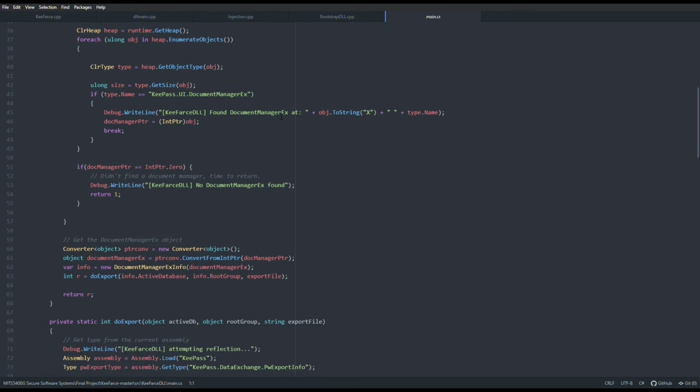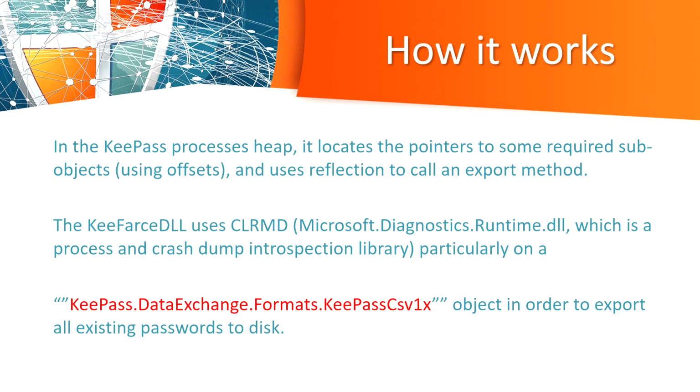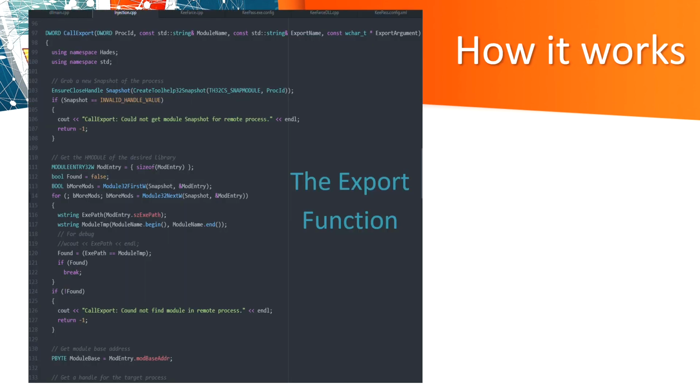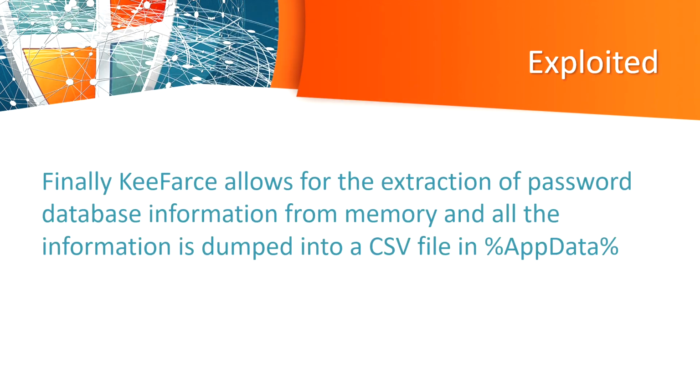In the KeePass process heap, it locates the pointers to some required sub-objects and uses reflection to call an export method. The KeyFinder DLL uses CLRMD, the Microsoft Diagnostic Runtime DLL, particularly on this object, KeePass Data Exchange, in order to export all existing passwords to disk. This is the export function the process uses. And finally, KeyFinder allows for the extraction of password database information from memory. All the information is dumped into a CSV file in AppData.